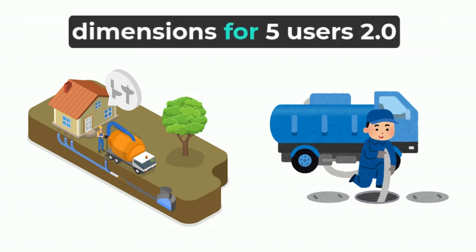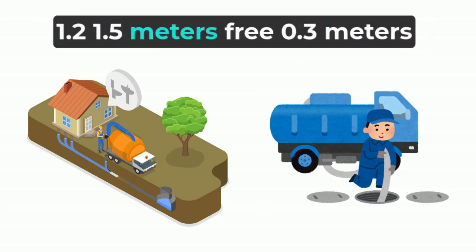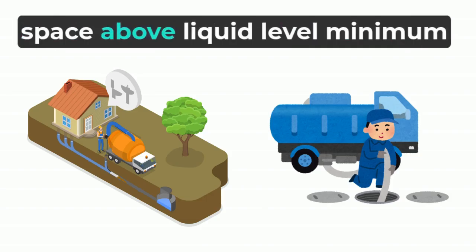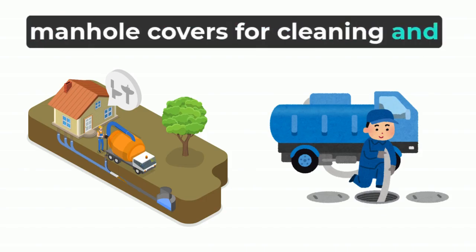Recommended dimensions for 5 users. Length, 2.0 meters. Width, 0.9 meters. Depth, 1.2–1.5 meters. Freeboard, 0.3 meters, the space above the liquid level. Minimum slope for inlet pipe, 1 in 100. Manhole covers for cleaning and inspection.